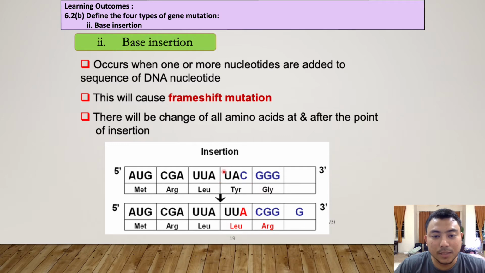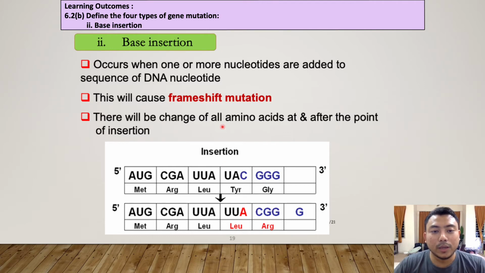Sebab apa? Sebab dah tambah satu U dekat depan ni. And G yang akhir sekali dah termasuk kepada next codon. So berlakunya shift, frame shift mutation ni. So masuk frame shift mutation ni, frame codon selepas-lepas ni dah berlaku shift. So that's why it is called frame shift mutation.